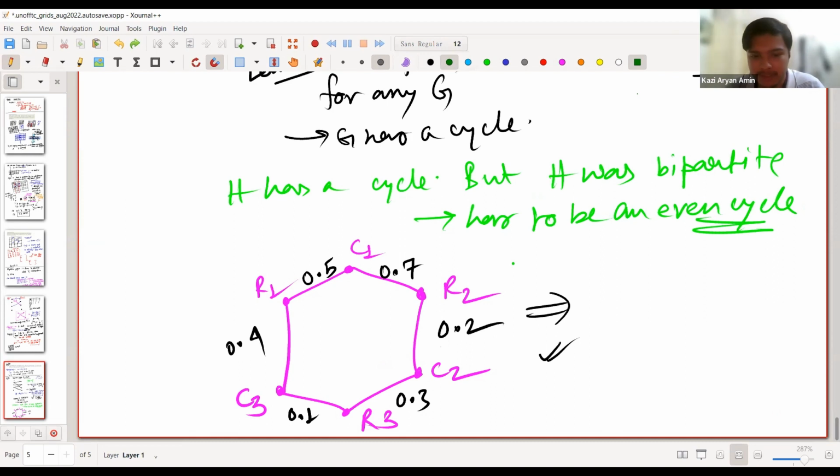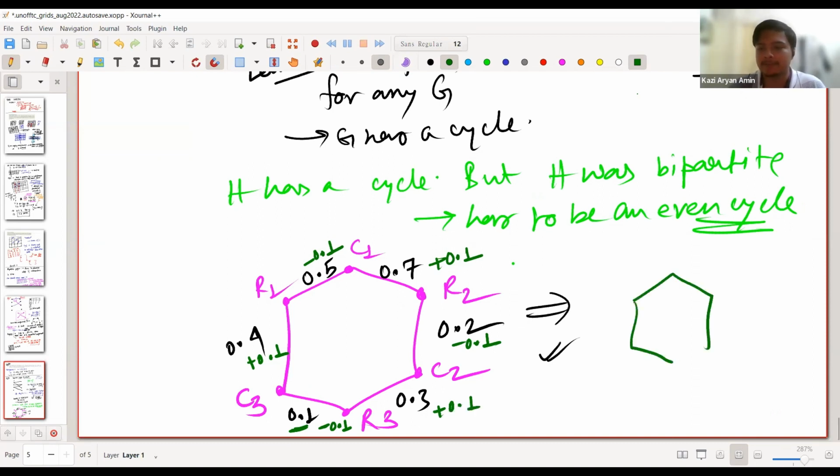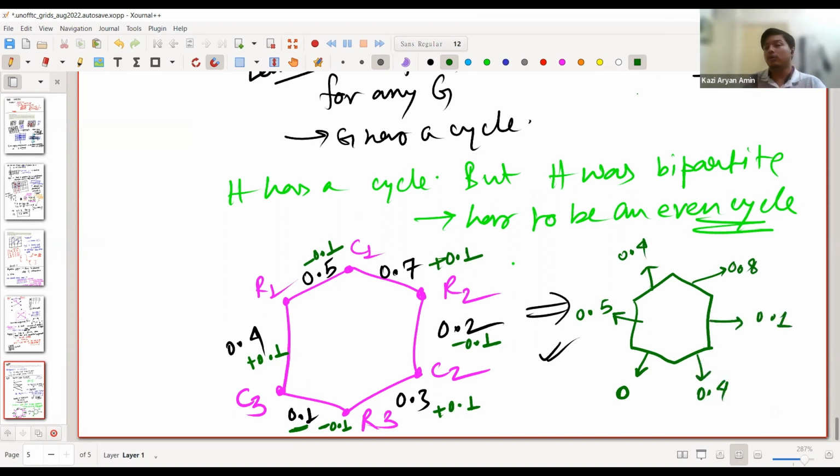What I basically mean is, if you have a 0.1 here, you deduct 0.1 from this edge, add 0.1 to this edge, then deduct 0.1 again from this edge, add it to this edge, and deduct it from this edge, and then again add it to this edge, right? So what results is something like this. This edge now has a value of 0, which is equivalent to taking the floor of 0.1, and these edges have value 0.5, 0.4, 0.8, 0.1, and 0.4. So now what does this tell you?